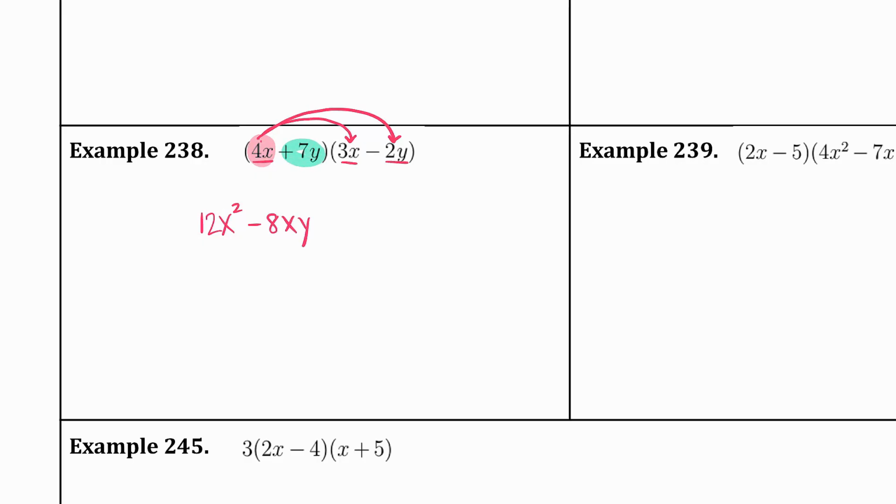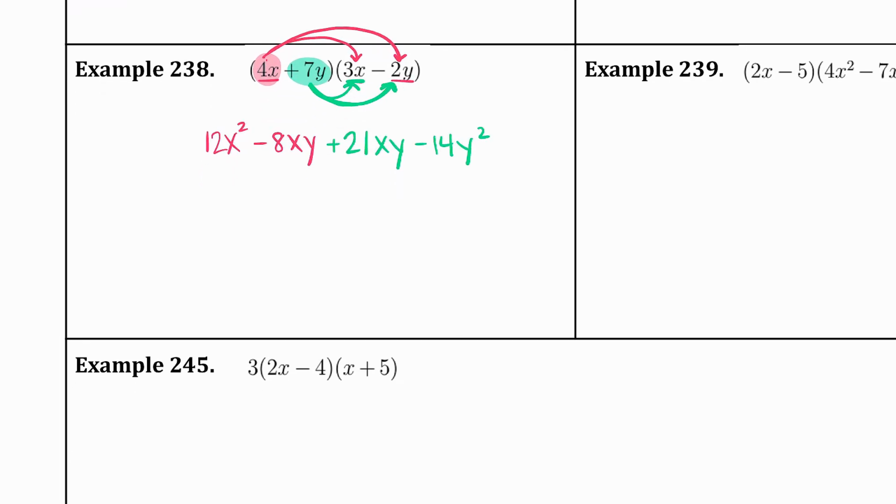Now we're going to do the same thing with our 7y. We're going to take it, we're going to distribute it here, distribute it here. So 7y times 3x is plus 21yx, or xy, you can write it either way. Usually you see it in alphabetical order. 7y times negative 2y gives me negative 14y squared.